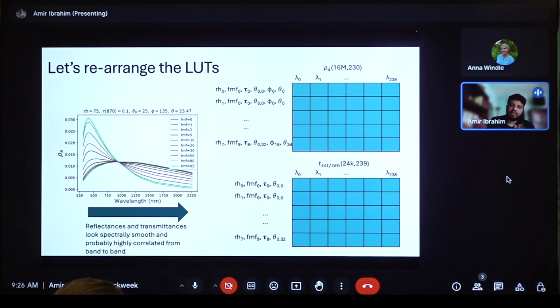So again, this slide shows you what the lookup table looks like. Imagine you have a lookup table that has the spectral dimension on one axis and all of the additional information on the other axis, like the aerosol type, geometries, and so on. This is how you parameterize your lookup table.